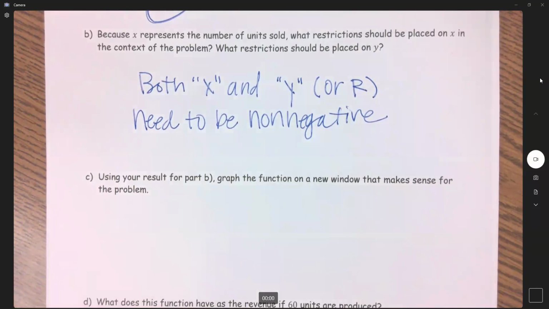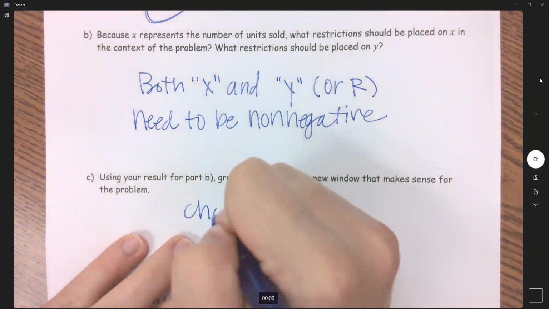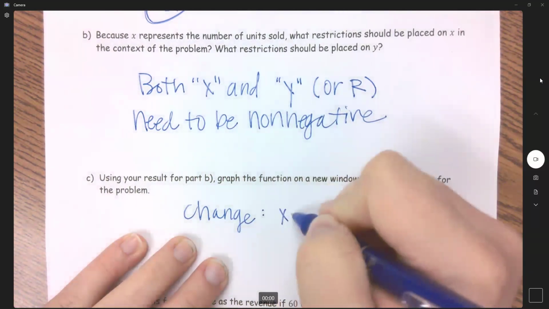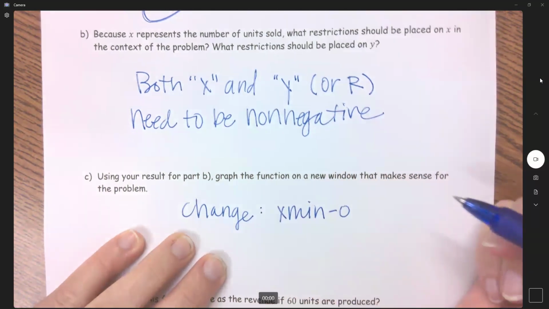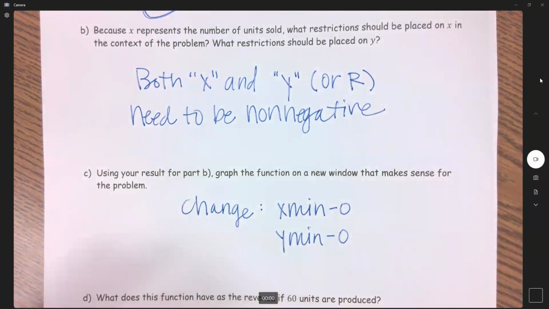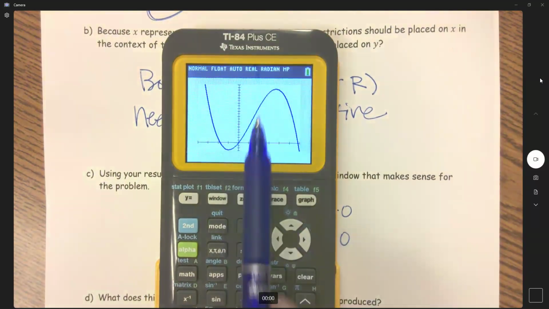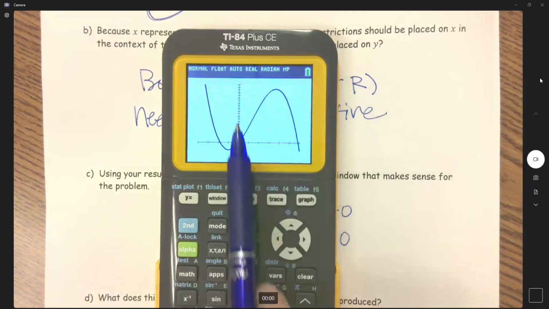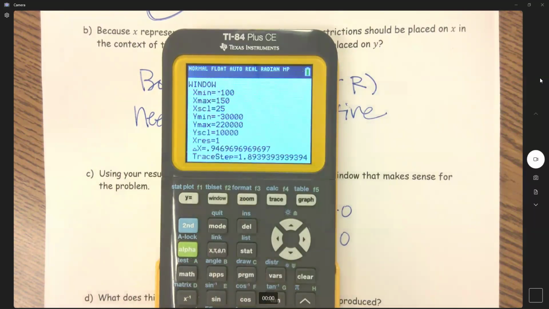Okay, so part C, using your results from part B, graph the function in a new window that makes sense for the problem. So we are going to change our X min to be 0 and our Y min to also be 0. So if we look at my graph here, I need to restrict this to just my quadrant 1 right here, where it is positive X and positive Y. So I'll go in here to my window and change that to 0. And I'm going to change that then to 20. Change that to 0. And I'm going to keep that at 10.